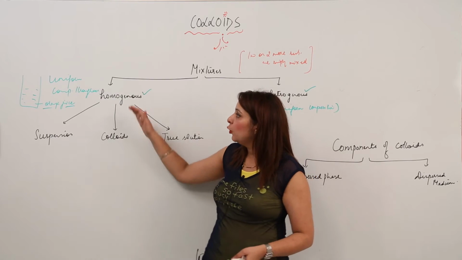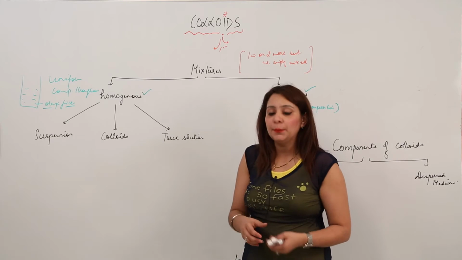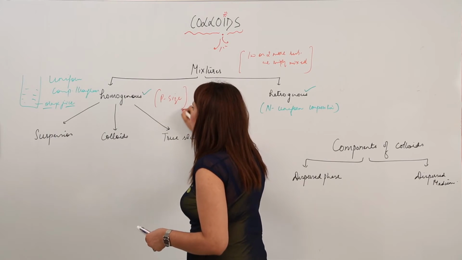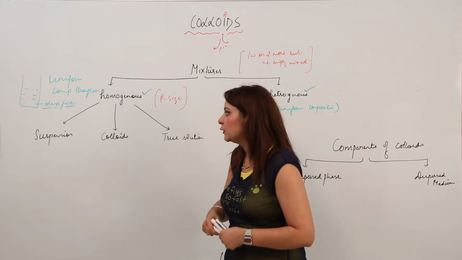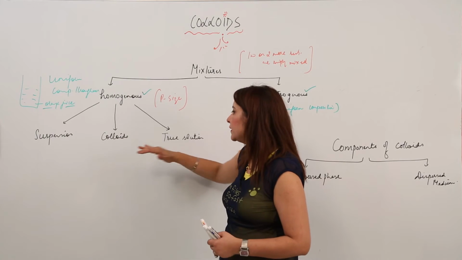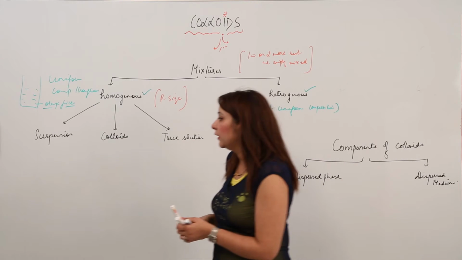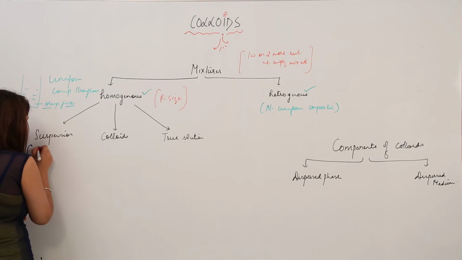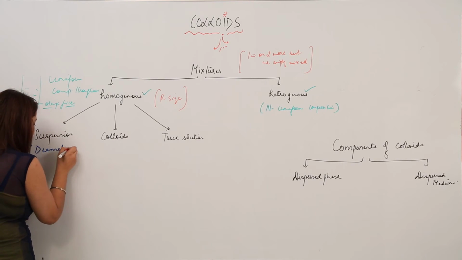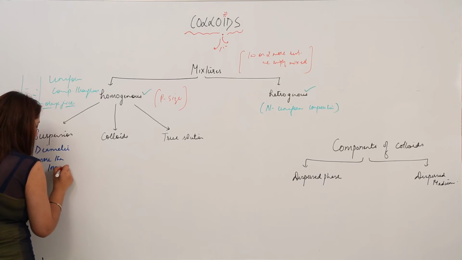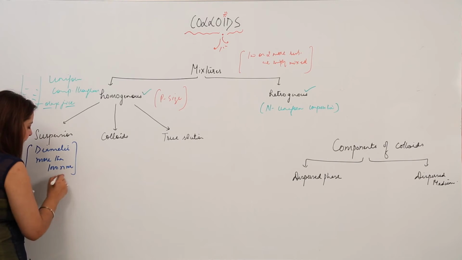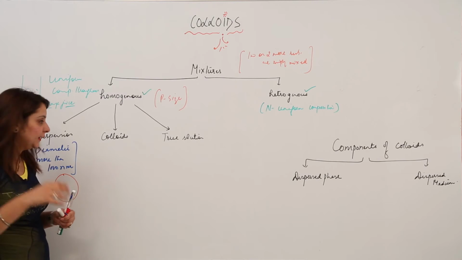So we classify the homogeneous mixture into 3 categories depending upon the particle size. One is the suspension, the other is the colloid, and the other is the true solution. So let's look at their diameters. In suspension, the diameter of the particle is more than 1000 nanometer. That means it is quite big in size.